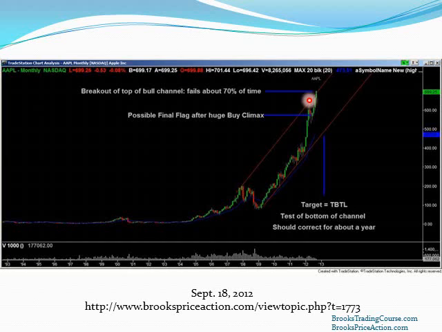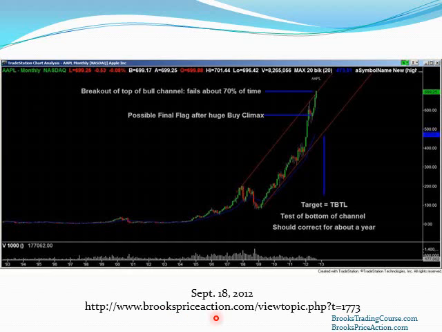And right here, when it got there, it had a bear reversal bar, and then went sideways to down for a few bars, and then it went up again here on September 18th. And on this day, it broke above the top of that channel. And that prompted me to post this chart on my other website, the brookspriceaction.com website.